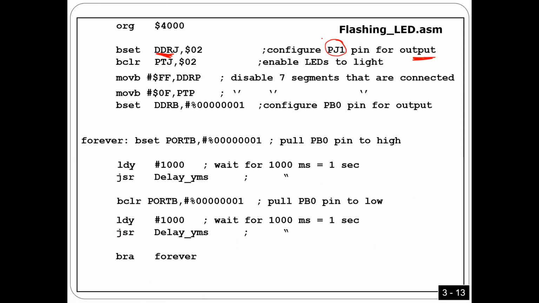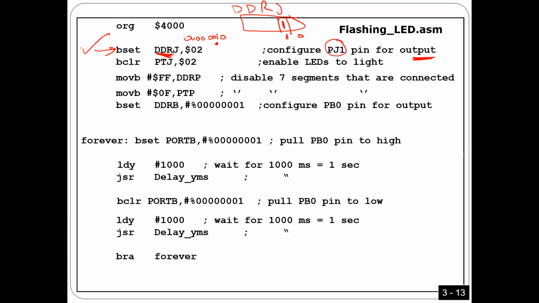Okay. To do that, all I have to do is set the data direction register J. So here in bit number 1, remember we have bit number 0, so we have 0 1, right? Here I have to put 1 because 1 means output. That's what I did. I said bit set DDRJ and then 2. 2 is actually 0 1 0 0 0 0 0 0. So here I want to set this bit.